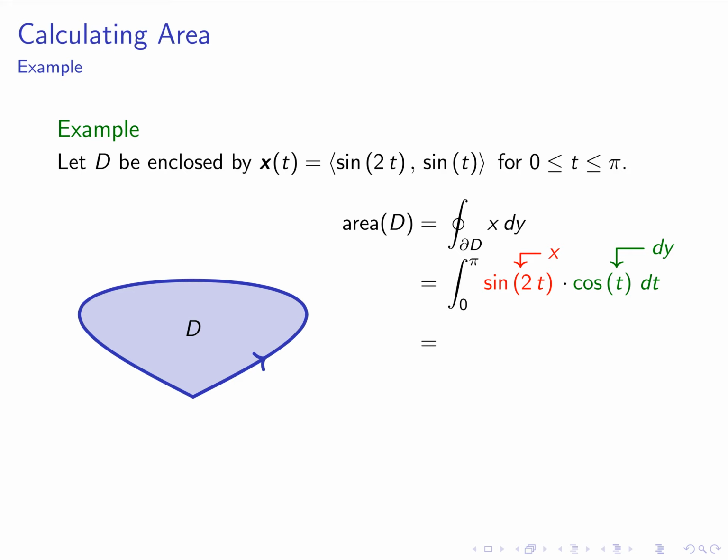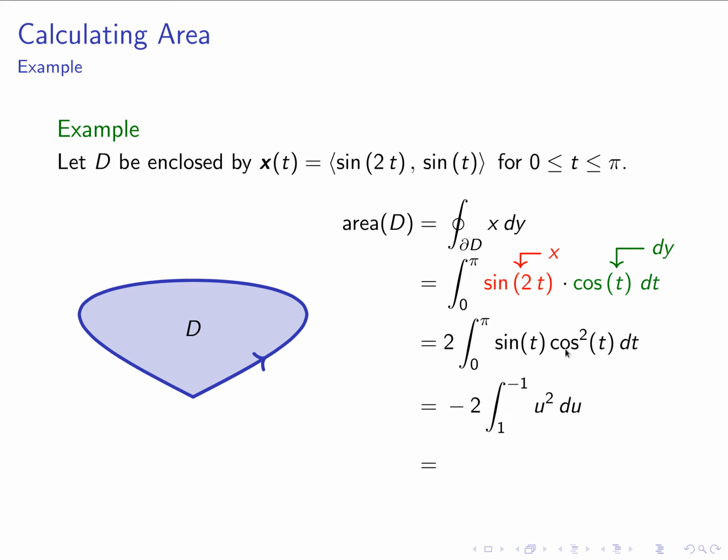And so now we have a Calc 1 problem on our hands. I think a trig identity is useful here. Sine of 2t is really the same thing as 2 times sine t times cosine t. So now we're looking at 2 times the integral from 0 to pi of sine of t times cosine squared t dt. And I think a u substitution is appropriate here.